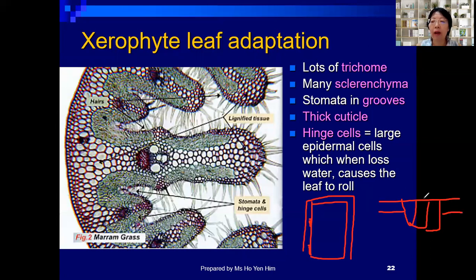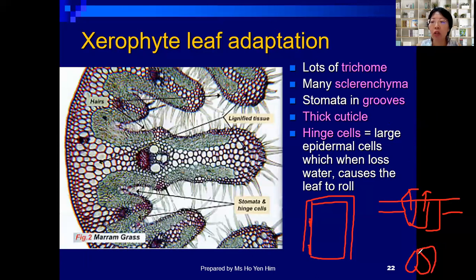So hinge cells are large cells with very thin cell walls, which tend to lose water very quickly. So when the temperature is very high, the humidity is very low, and the wind is very strong, a lot of water will be lost from those cells directly to the atmosphere. When the cells lose water, they become a slightly triangular shape.